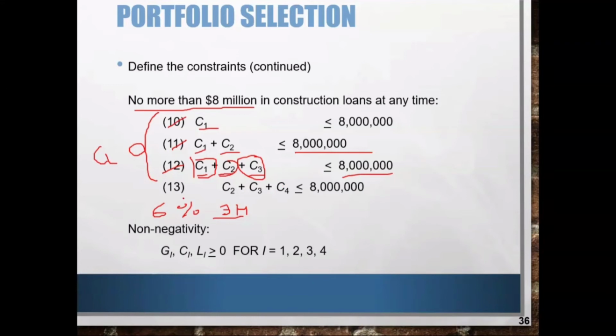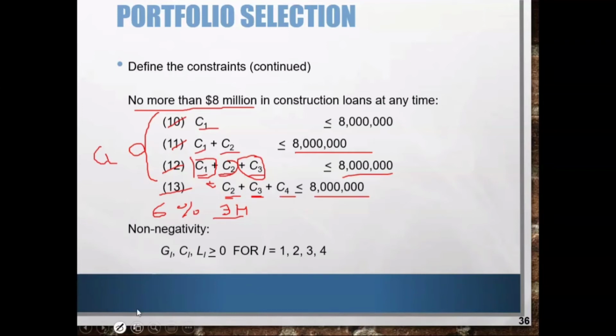Same explanation for constraint number 13, where constraint number 1 is removed because it has already matured. We have constraint number 2 plus constraint number 3. Construction loans 2, 3, and 4. So, less than or equal to 8 million.